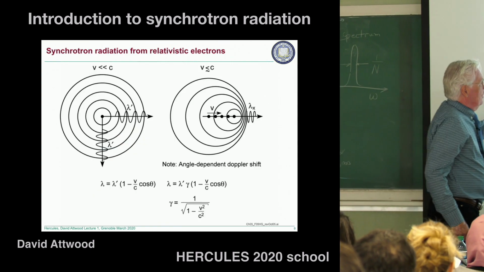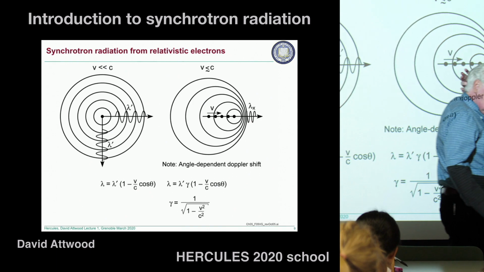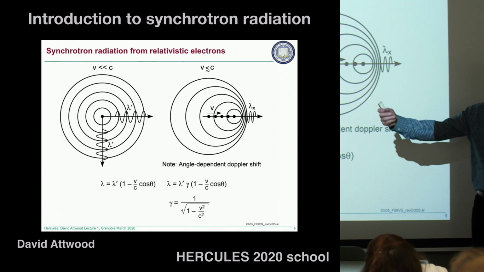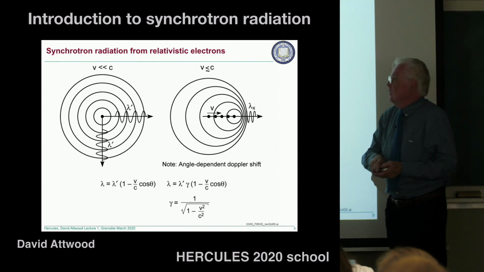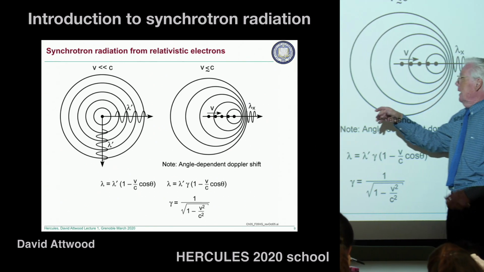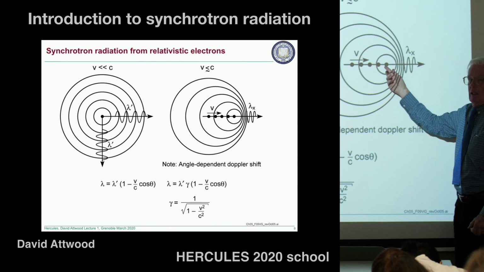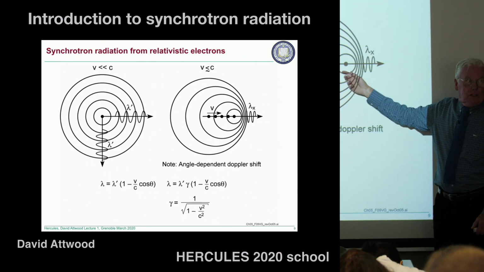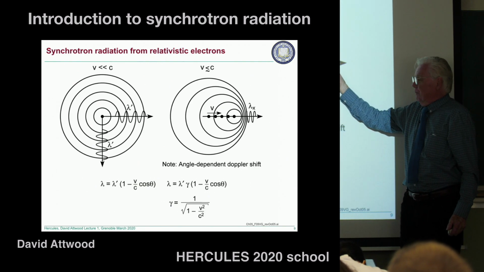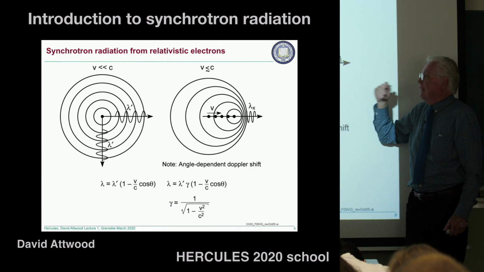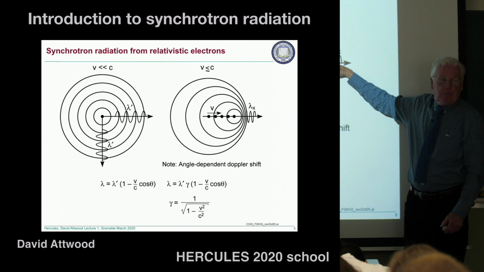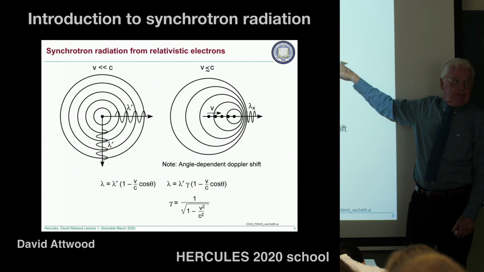So back to this thing before. Now we've seen our electrons are going through this periodic magnet structure. That's what's making them oscillate. And because the electrons are going almost at the speed of light themselves, there's this bunching, and it's a very, very strong effect. But this is an angle-dependent Doppler, right?